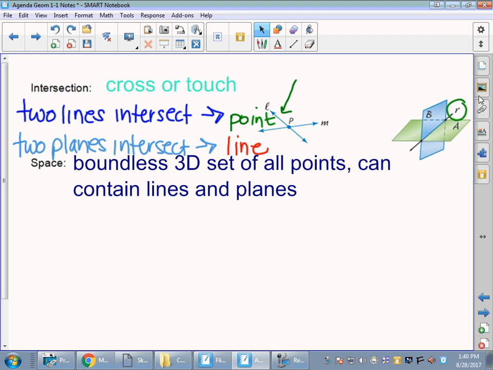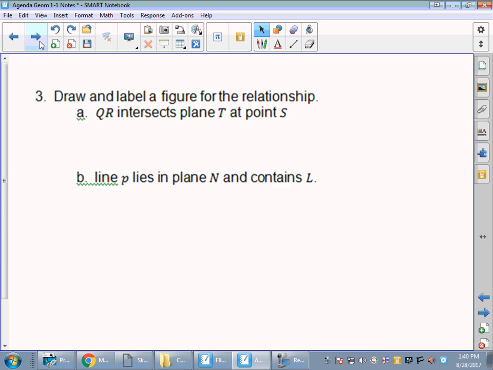All right. So here's some good drawing stuff. It says draw and label a figure for the relationship. This is where that 3D spatial thinking really comes in handy. It says line QR intersects a plane T at point S. And please add a miniature line above our QR because that tells us, if it's line QR, what do you know you've got? 2 points, right? Q and R are both points.